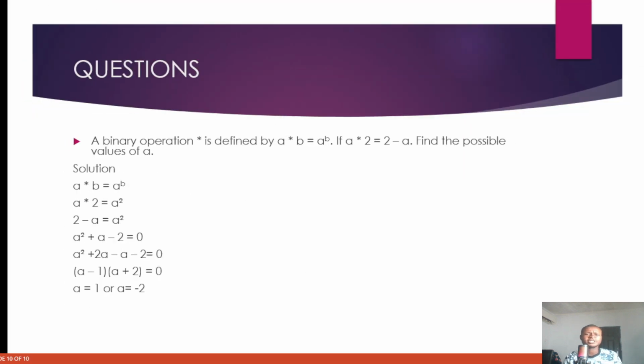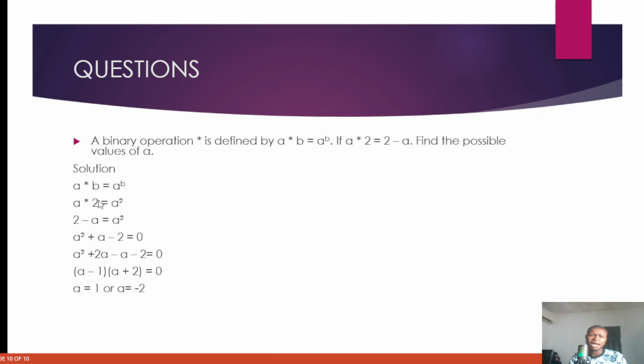Okay, checking this question, we have a binary operation star defined by a star b equals a raised to power b. If a star 2 equals 2 minus a, we are asked to find the possible values of a. So here we have a star b equals a raised to power b, which means that anywhere I see a, I put my a, and anywhere I see b on the binary operation star, I put 2 there. So I substitute that first, and I got a squared.